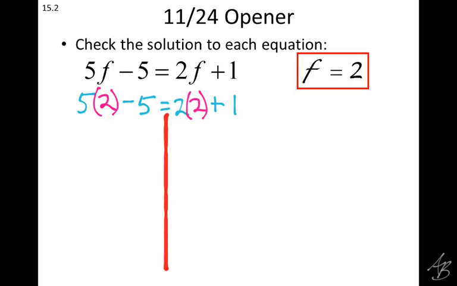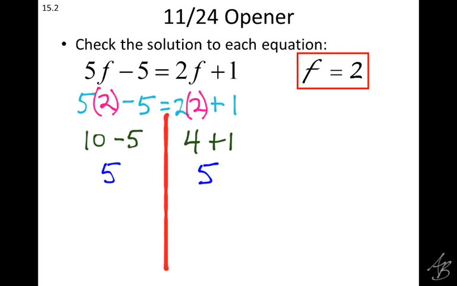Order of operations. Multiply first. So we're going to multiply 5 times 2 and get 10. And we still have that minus 5, and then 10 minus 5 is 5. Okay, on the right side, we're going to do multiplication first and then add, right? So it's 2 times 2? 4. So we get 4 plus 1, and 4 plus 1 is 5. All right, so is that the correct answer? Is f equal 2, or is it not? Is that good or not?